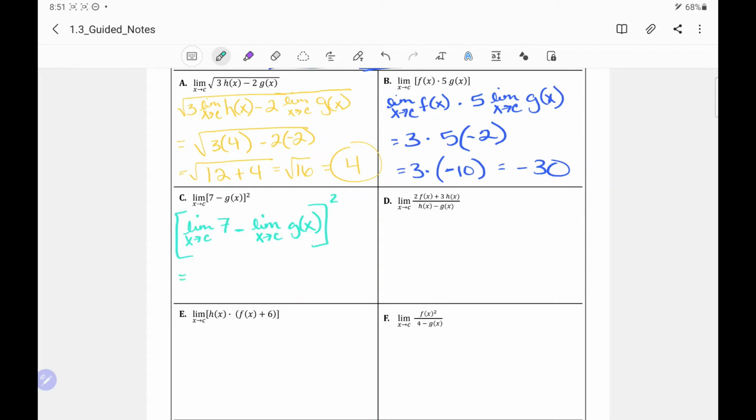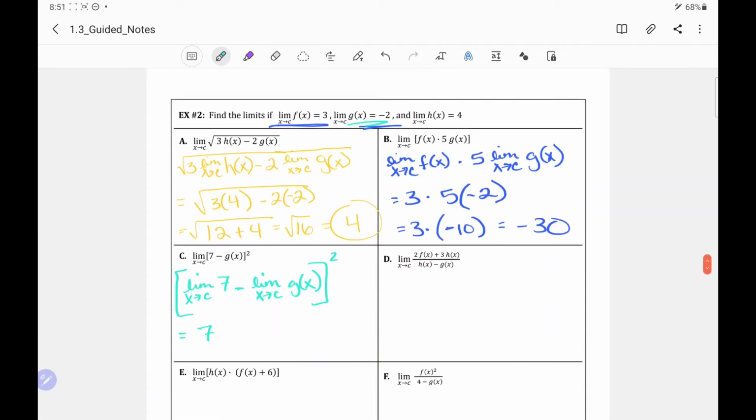So we do the constant property. The limit as x goes to c of 7 is just 7. And then the limit as x goes to c of g of x, remember we have that up here at the top, it's -2. So minus -2, and this whole thing is squared. So I have 7 plus 2 is 9. 9 squared is 81. Okay?